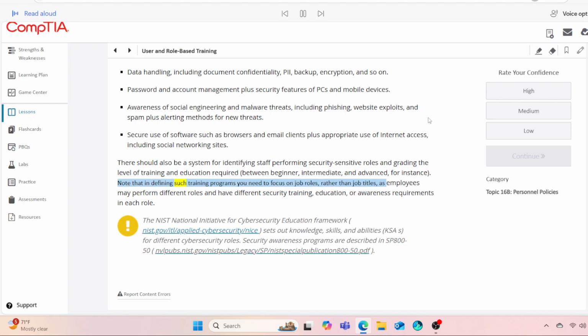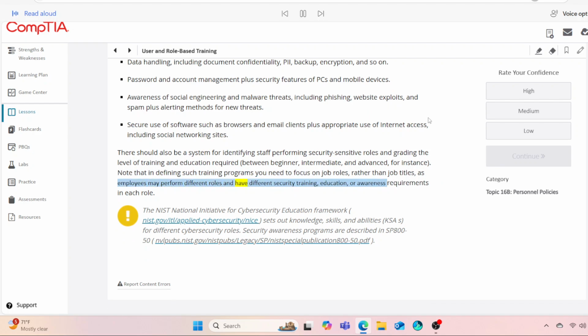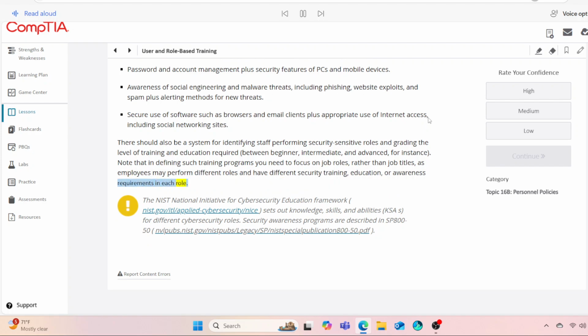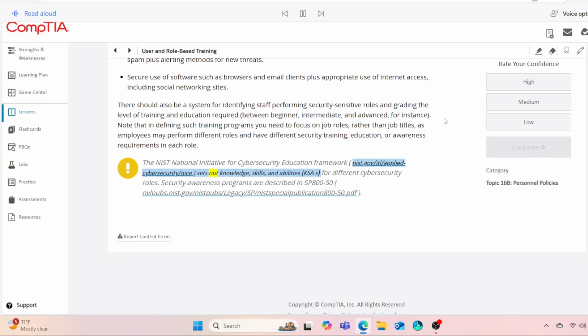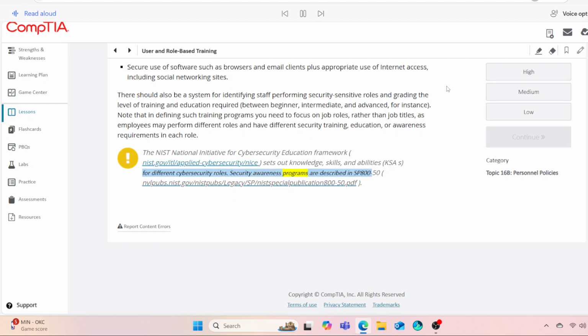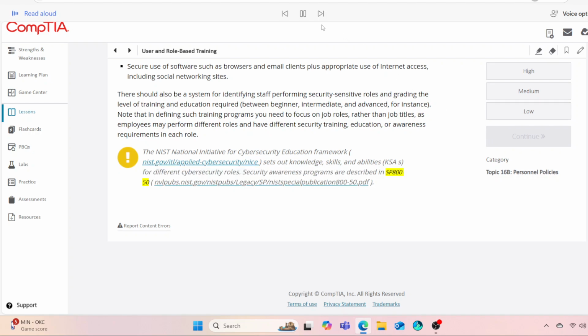Note that in defining such training programs, you need to focus on job roles rather than job titles, as employees may perform different roles and have different security training, education, or awareness requirements in each role. The NIST National Initiative for Cybersecurity Education Framework, NICE, sets out knowledge, skills, and abilities, KSAs, for different cybersecurity roles. Security awareness programs are described in SP 800-50.